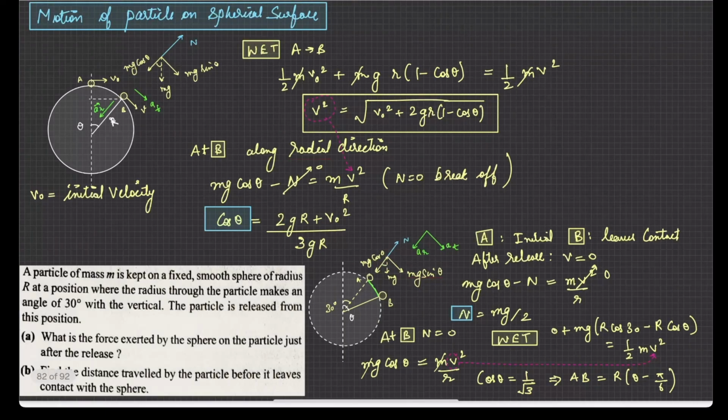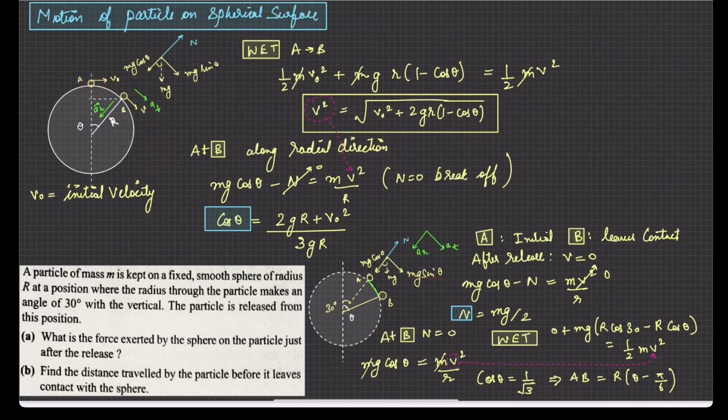So first thing is motion of a particle on a spherical surface. ठीक है, so we have a sphere here, ये sphere है, and in that the particle is there. You give a velocity to this particle, initial velocity, and it will move along the surface, and at certain point of time it will leave the surface and fall back.